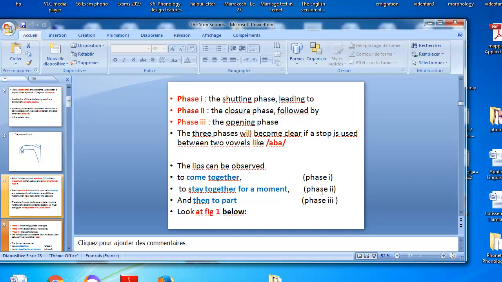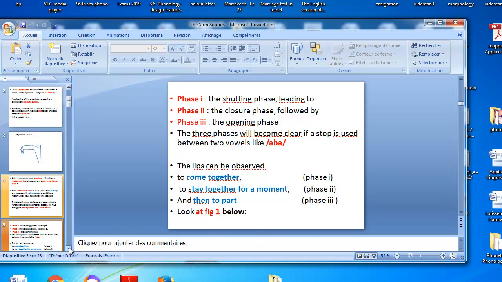Afterwards, the air which is being held within our mouth while the two lips are staying together for a moment should be released. And how can we release the air? We have to open the passage for it. That is, the two lips should part. Okay, so the lips can be observed to come together, phase 1, to stay together for a moment, phase 2, and then to part, phase 3.